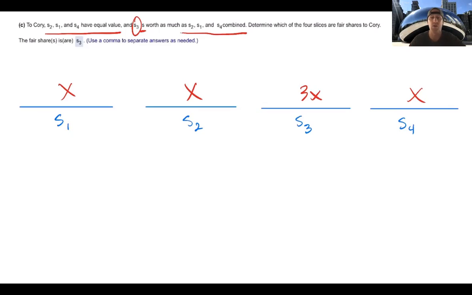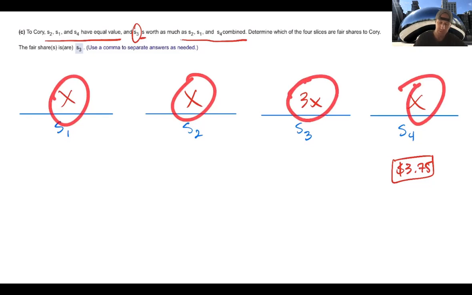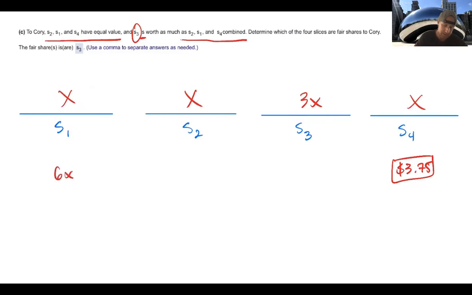And now that I have all of these in terms of X, I can add them up, set it equal to, again, 15. And we're looking for that fair share of 3.75 again. So now that we have that, we'll set up our equation by adding 1, 2, 3, plus 3 more, which is a total of 6X. And we're going to set that equal to 15 bucks. And in order to solve that, we'll go ahead and divide by 6. And we know 6 goes into 15.